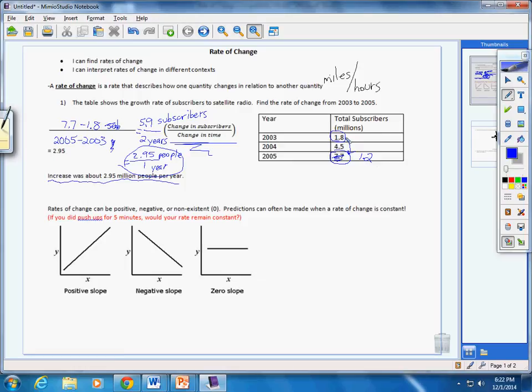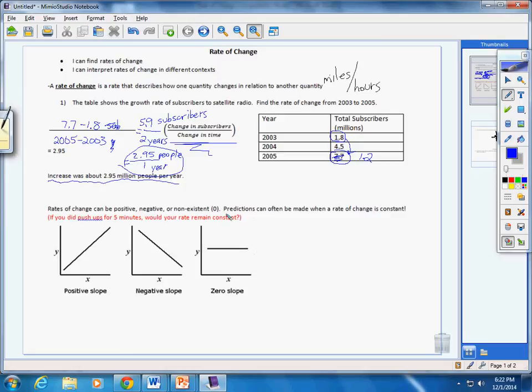Okay, that means we lost subscribers. That means our rate of change was negative. If you were to graph what this would look like, you'd see a line sloping downwards. And lastly, if there is zero slope, if nothing changed, like in my shoe example, you'd see a straight line straight across, a horizontal line.